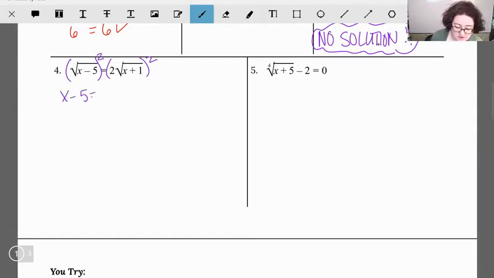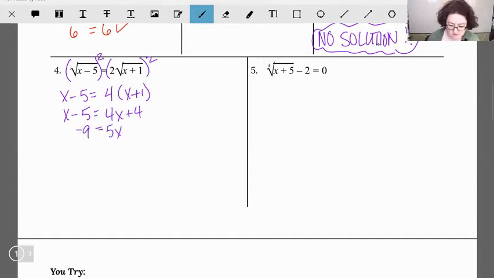So on the left, I'll get x minus 5. On the right-hand side, 2 squared is 4. And then I have the x plus 1. So distributing out, I have 4x plus 4. Combine my like terms, subtract an x from both sides, I have a 3x. Subtract a 4 from both sides, I have a negative 9. And then divide both sides by 3, I get a negative 3. And again, negative answer, okay, that might work. Let's check our work and see what happens.